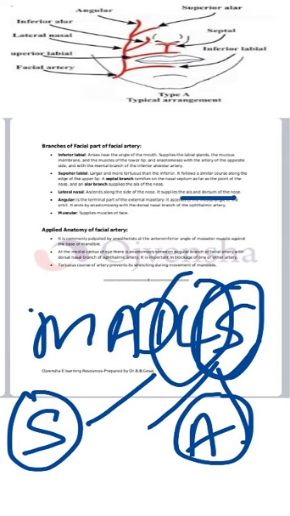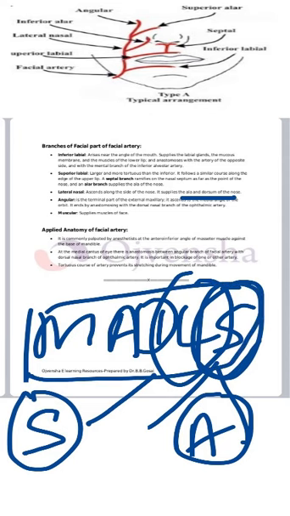So you are done with the 5 branches of the facial part of the facial artery, and 5 branches of the cervical part of the facial artery. Coming to the applied anatomy, you can mention the anastomosis between external carotid artery and internal carotid artery at the medial angle of the orbit, and one more thing is the tortuous course. The tortuous course of the facial artery prevents the walls of the artery from stretching during the movements of the muscles of the face and the movements of the mandible.